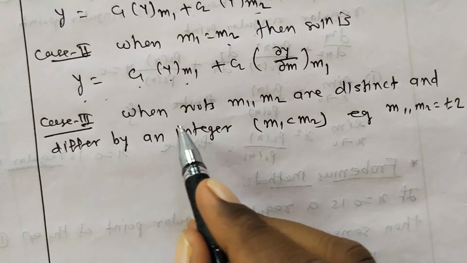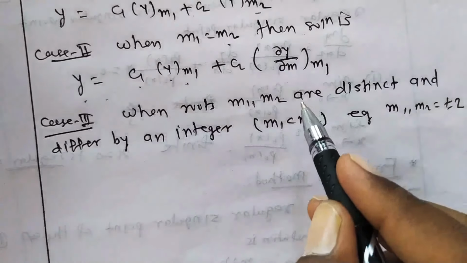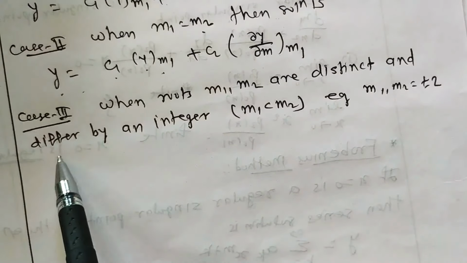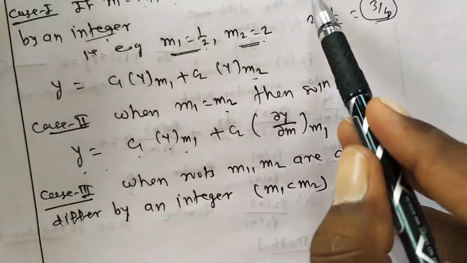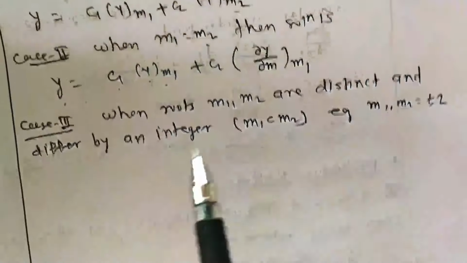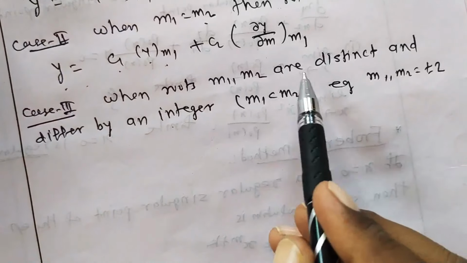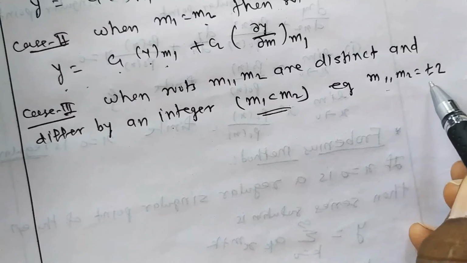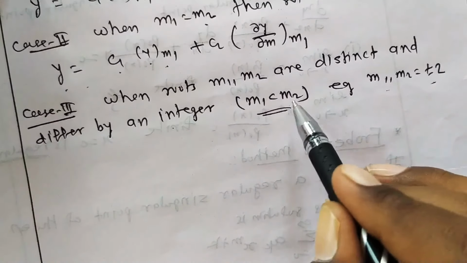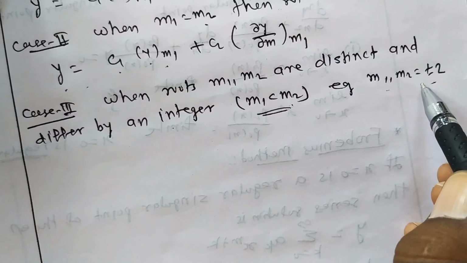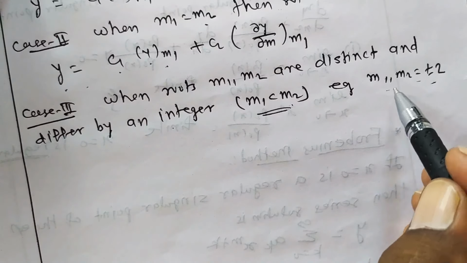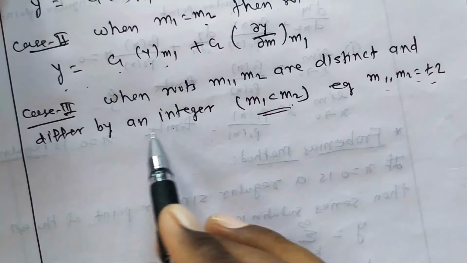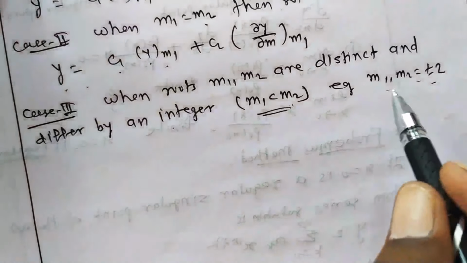The third case is when the roots m1 and m2 are distinct. See, in the first case also the roots were distinct, but there they did not differ by an integer. Here, m1 and m2 are distinct roots and differ by an integer, and m1 is less than m2. For example, suppose the roots are plus or minus 2. Here minus 2 is less than 2, and if you take the subtraction, minus 2 minus 2, that is minus 4. So minus 4 is an integer. Differ by an integer means the difference here is an integer.